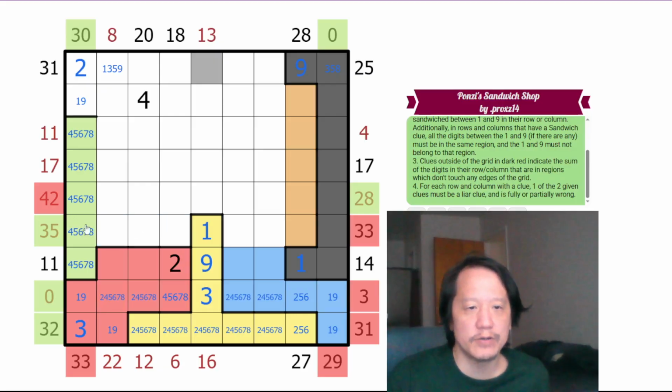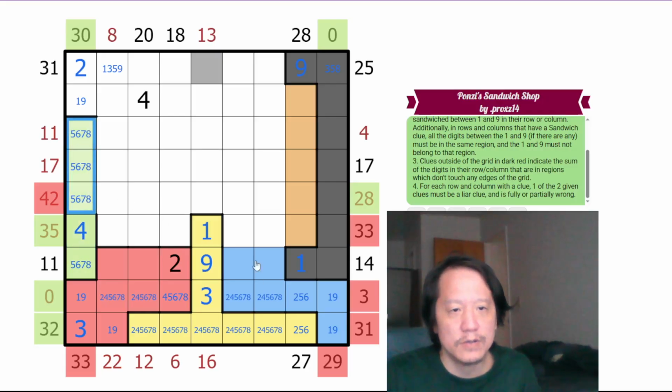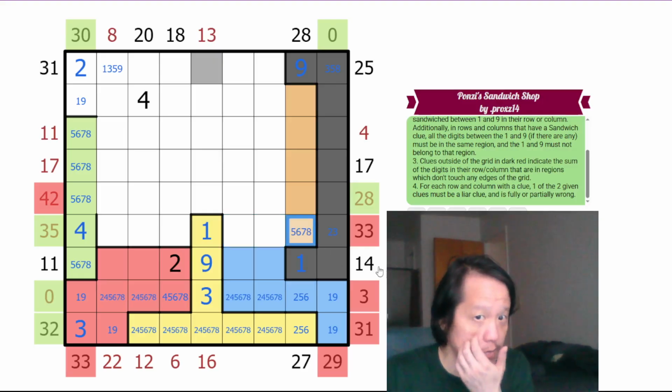This can't be green. We can only have one blue here, because again, there's too many digits. So then it has to be 1 through 4 touching an edge. So this is 4 here, and this has to be 2 or 3. And then the blue, one of these is 2 or 3. So this must be 5 through 8 here.